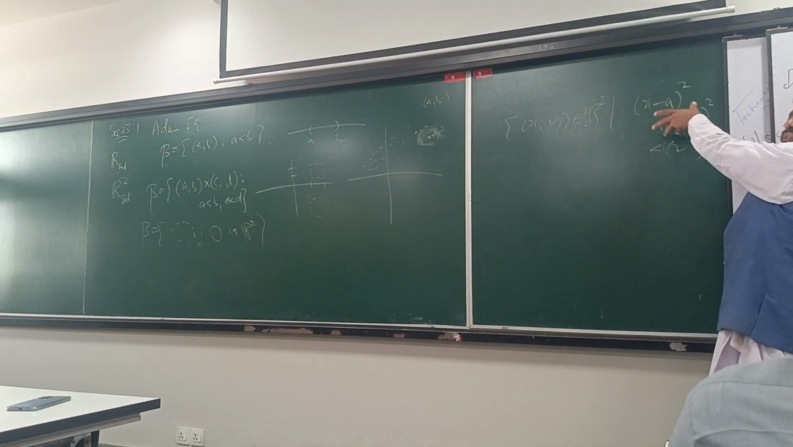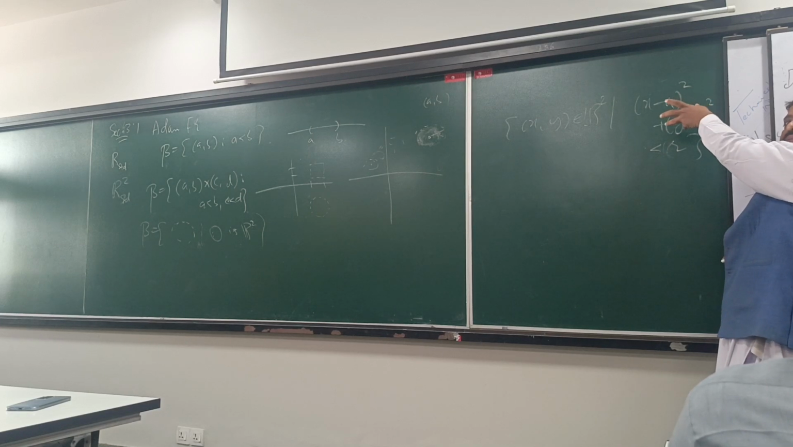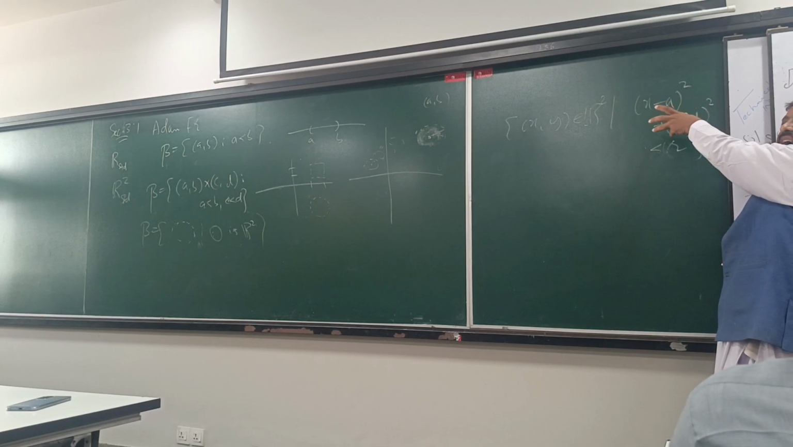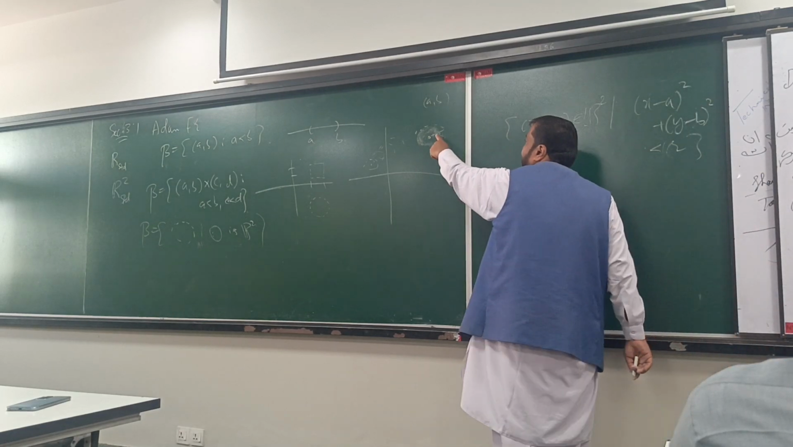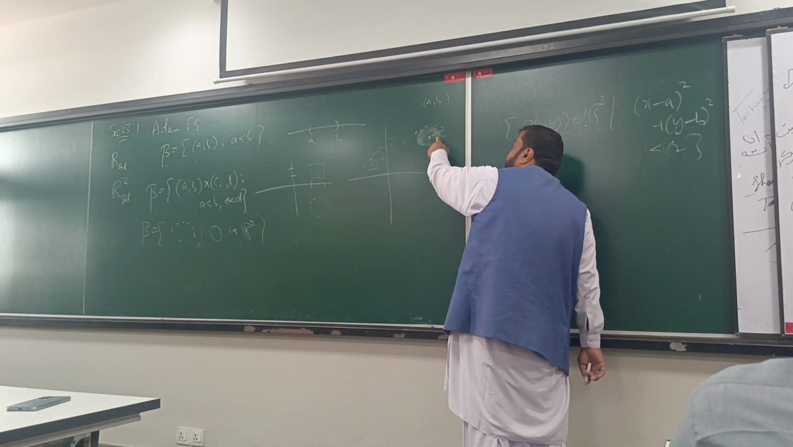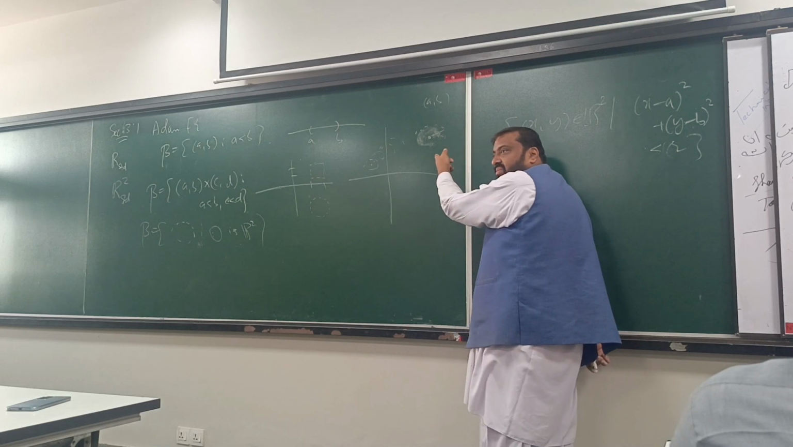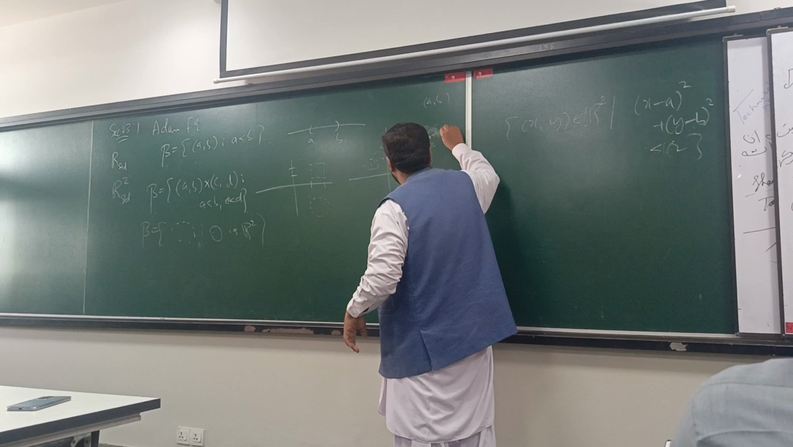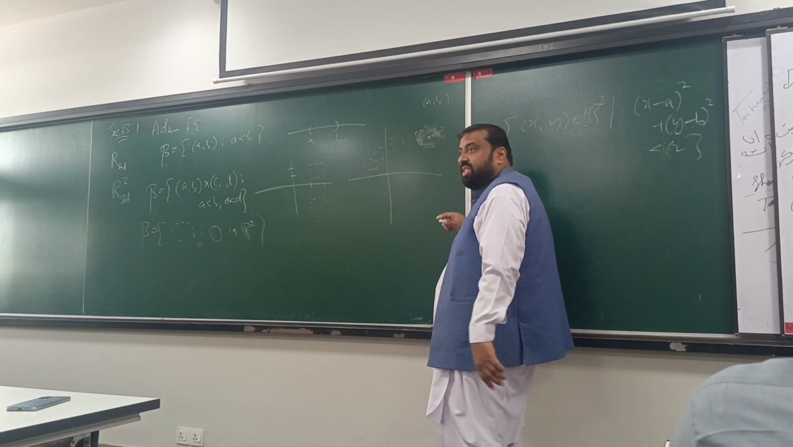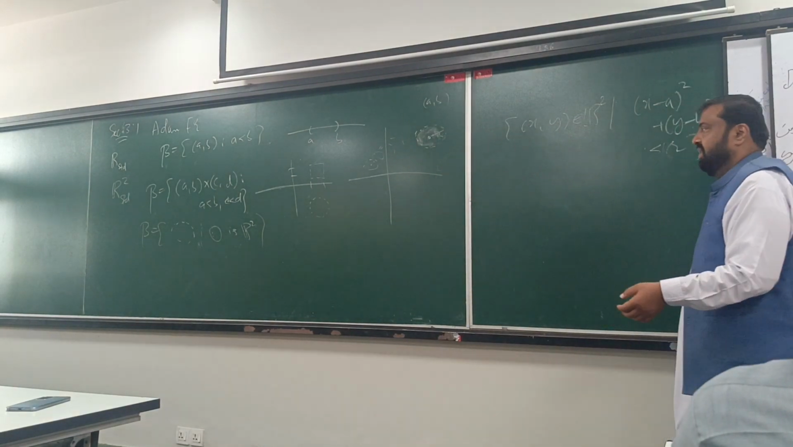So that's the collection of all points that are at distance AB less than R. So this border is not included. Everything else is included. So it's a disk. It's a good point. Thanks for this.